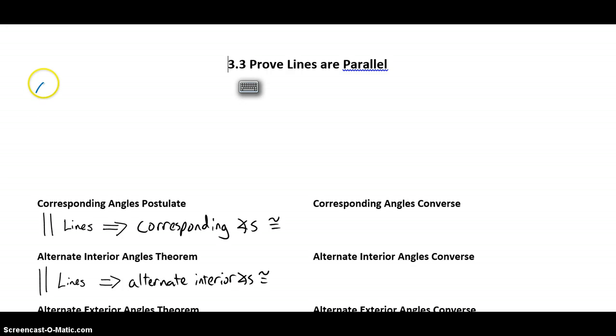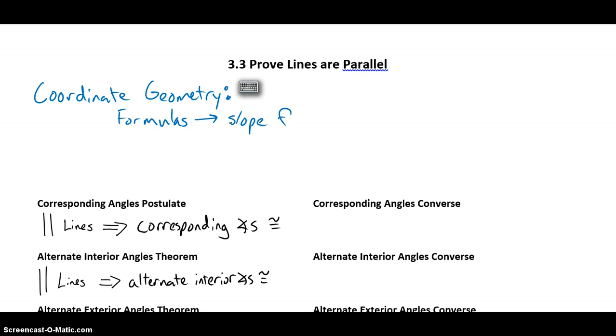To prove lines parallel in coordinate geometry, we use formulas. The formula that we would use is the slope formula, and we'd want to show that the two lines that we're trying to prove parallel have equal slopes.